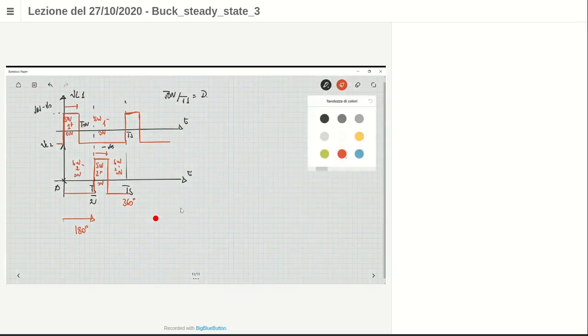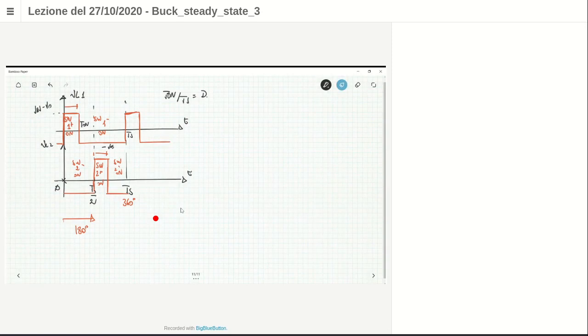Okay, look at the current flowing through the inductors. You should know that when the voltage is Vin minus Vo, the inductor current rises with a specific slope, which is Vin minus Vo divided by L. And then it decreases with slope negative Vo over L during Ton. Okay, this is the inductor current IL1. What happens for the inductor current IL2? The same, but shifted by 180 degrees. Okay, this is IL2.